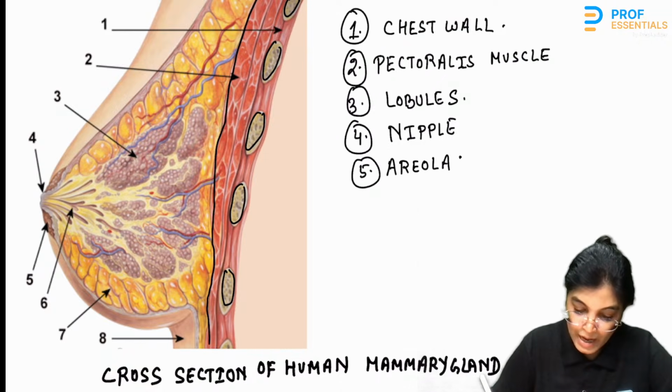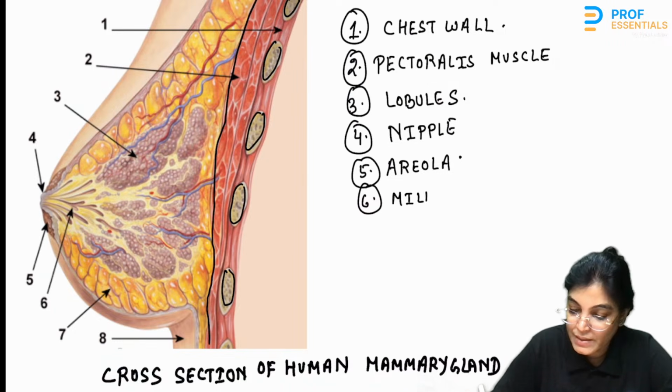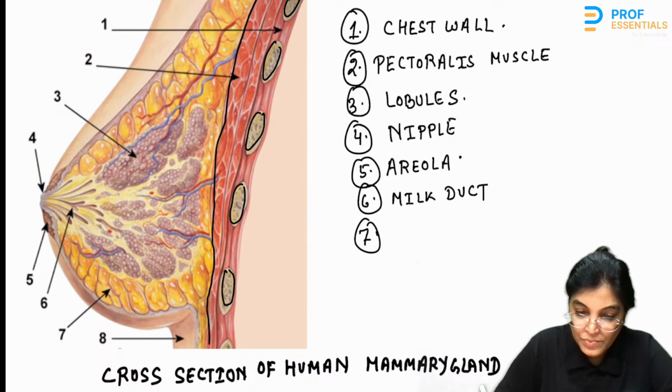Okay, very good. And my dear, what is six? What is the sixth structure? That is the ducts with some elevation, so some dilatation. So that is the milk duct, lactiferous duct. And we will have the fatty tissue as the 7 yellow color structures, fatty tissue.